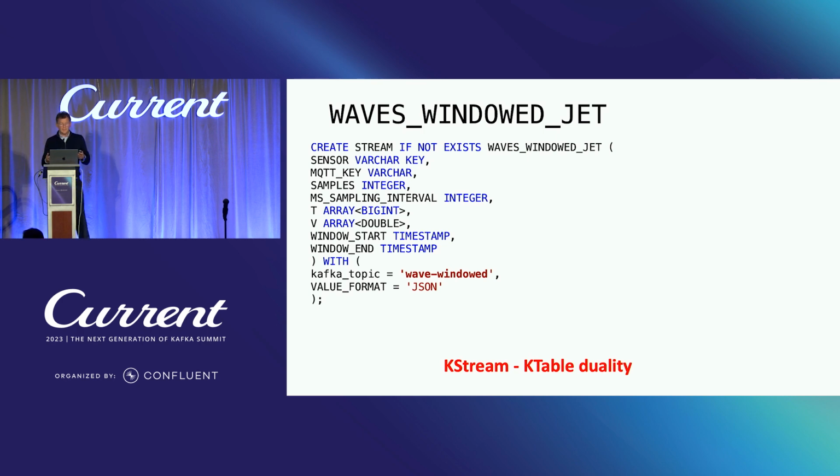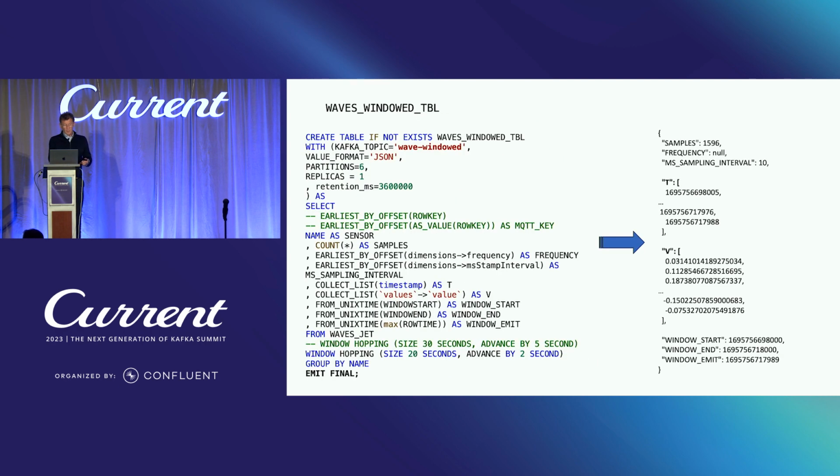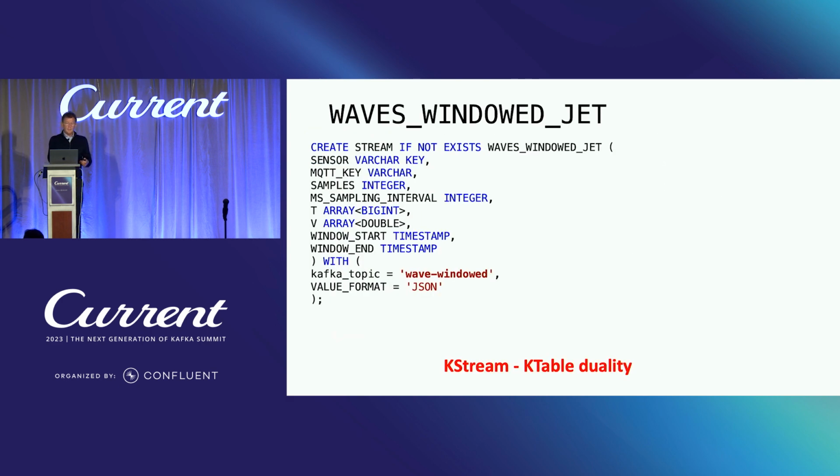And here is where the K-stream, K-table duality comes to help. We are creating a stream on the same topic, as you can see. This table was created on the wave window topic, and now we create a stream from the same topic, wave window. So it allows the stream to generate the events produced by the table, so we can process them further.